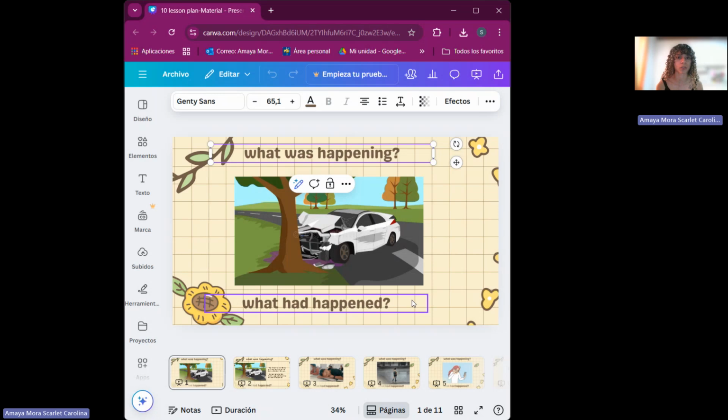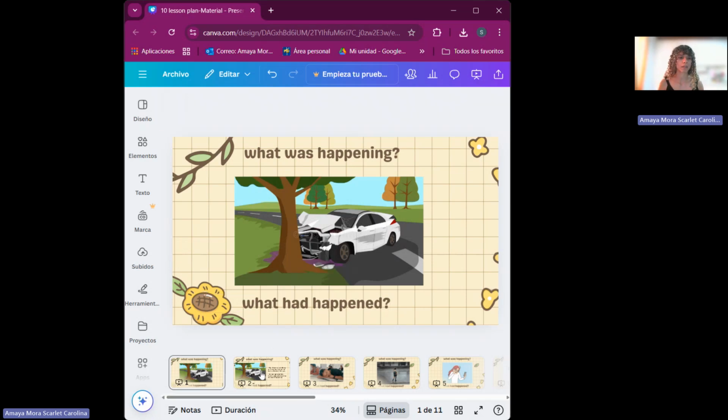And for the past perfect or present perfect, we have to use have and the verb in participle in the present. But remember, we have to talk about the past. So have becomes had, and we use the verb in participle.